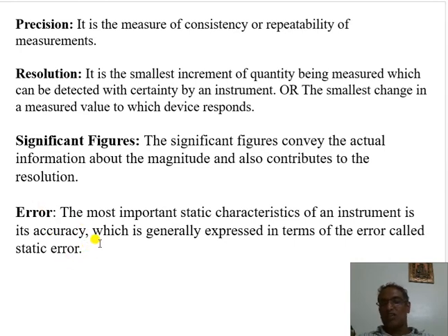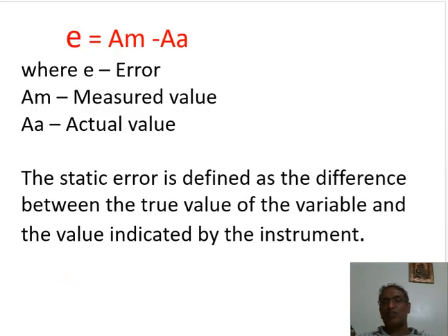There may be small changes in the error. That is given by the equation. We know this: E is equal to AM minus AA, where E represents error, AM represents the measured value, and AA is the actual value. So the actual value is what we have theoretically calculated, and AM is the quantity measured by the device. That is known as static error.